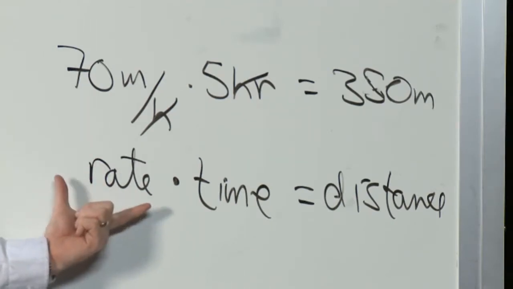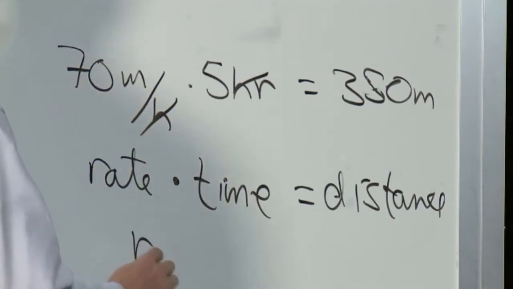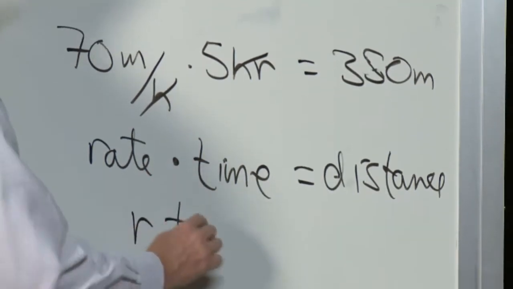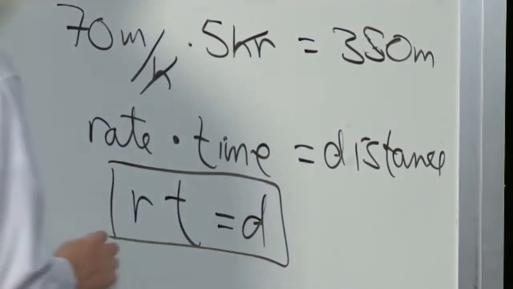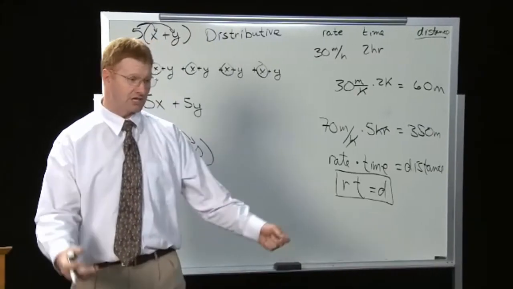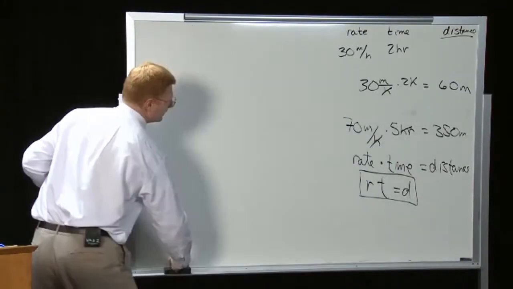Don't write this out all the time. Pick a letter. I would suggest R, T for time. And here you have created a formula, which means every time you have a rate and a time, you multiply them together and you get distance.